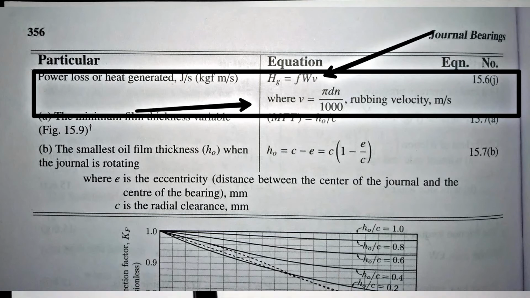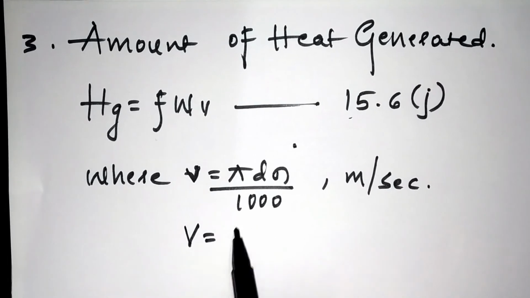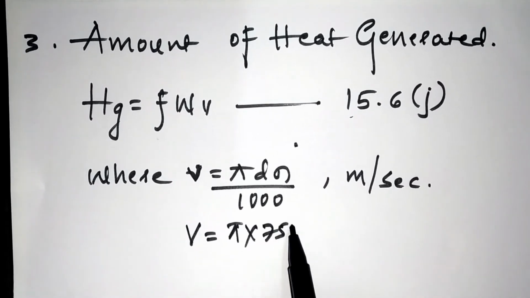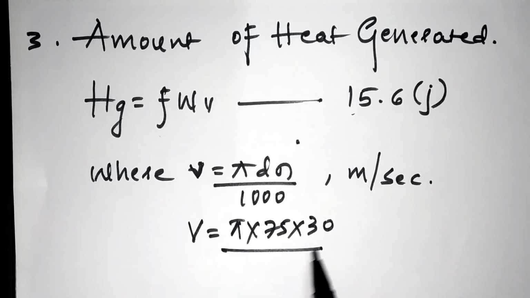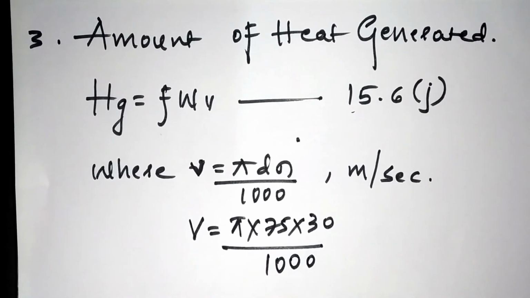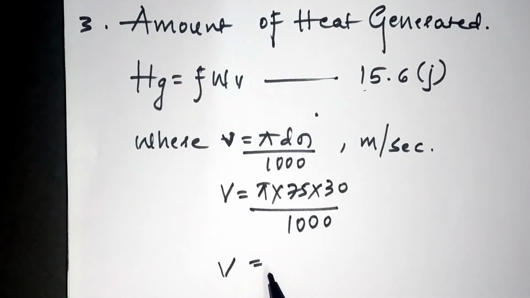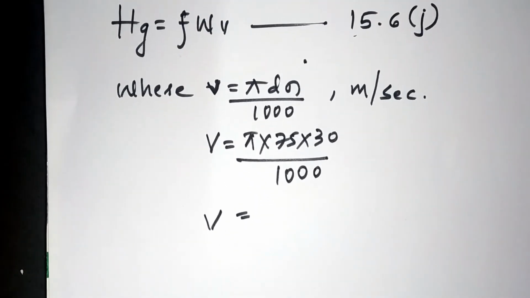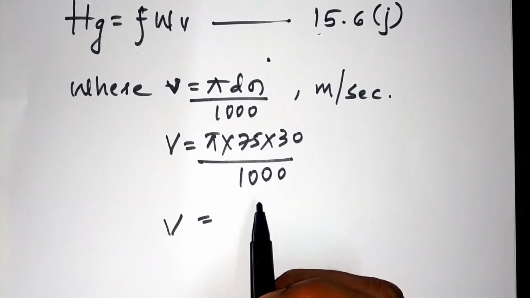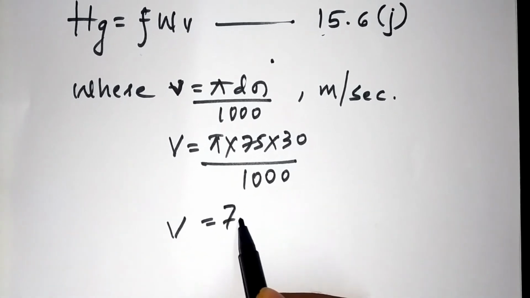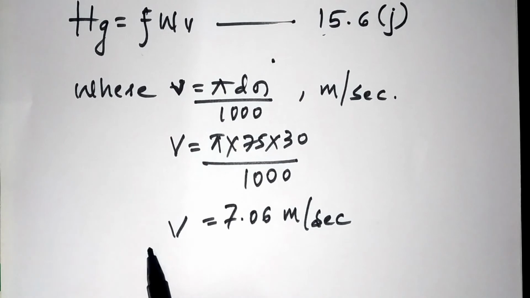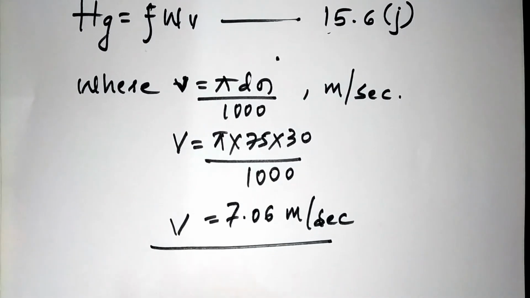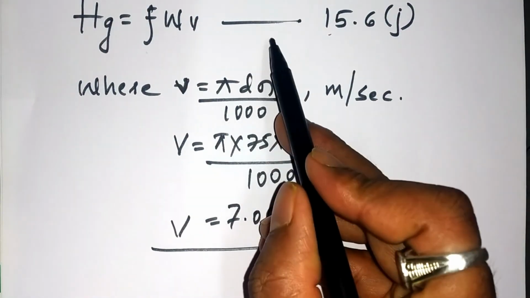So I'll calculate V is equal to pi, the diameter is given to be 75, and the value of n is 30, divided by 1000. When I calculated this, the value of V that I'll get is 7.06 meters per second. Now this is my velocity. Now what you need to do is substitute this value into this equation.